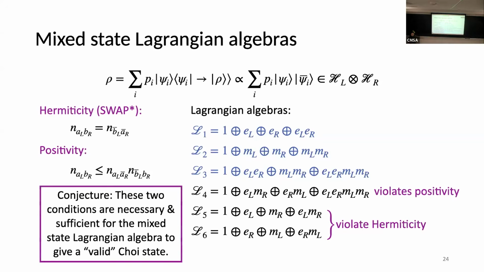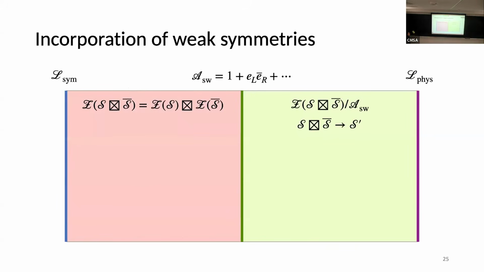And so our conjecture is that these are necessary and sufficient conditions to furnish these so-called mixed state Lagrangian algebras, which correspond to valid choice states. That's if you start off with only strong symmetries. But what if you have a combination of strong and weak symmetries? What are the consistent patterns of symmetries you can get in that context?